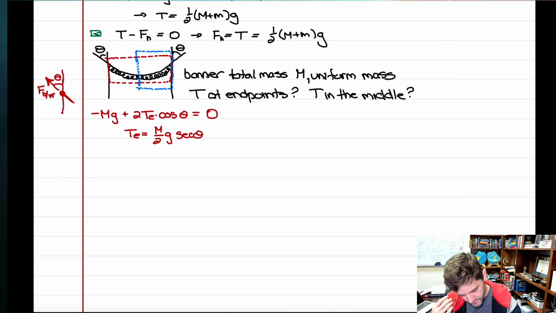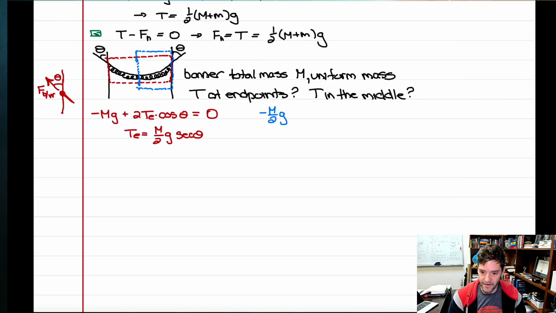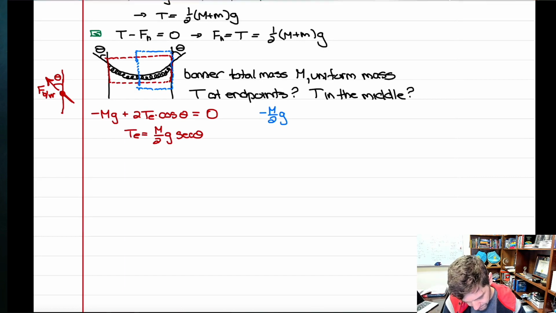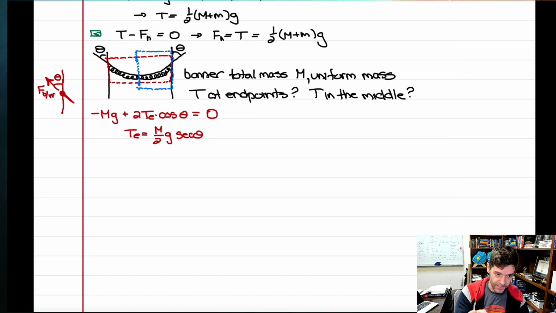Where for the blue, there's half the mass on the right-hand side being pulled down by gravity. Do we want to do that? Actually, no, we don't want to do that. What I said is true, but that's in the vertical direction. Maybe we'll look in the horizontal direction for this blue system.